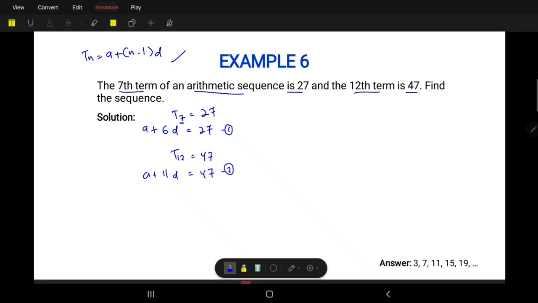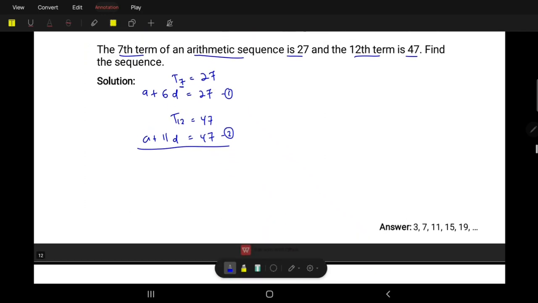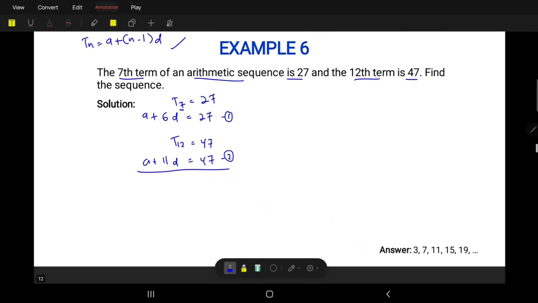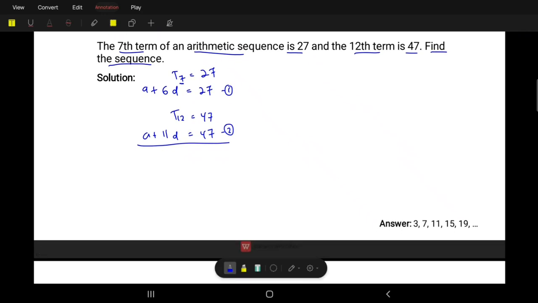So nampak tak kat situ, kita kena guna konsep simultaneous equation. Sebab apa? Soalan minta apa? Find the sequence. First we need to find the A first. Nak cari A and D. We need to find the first term and common difference dia dulu.